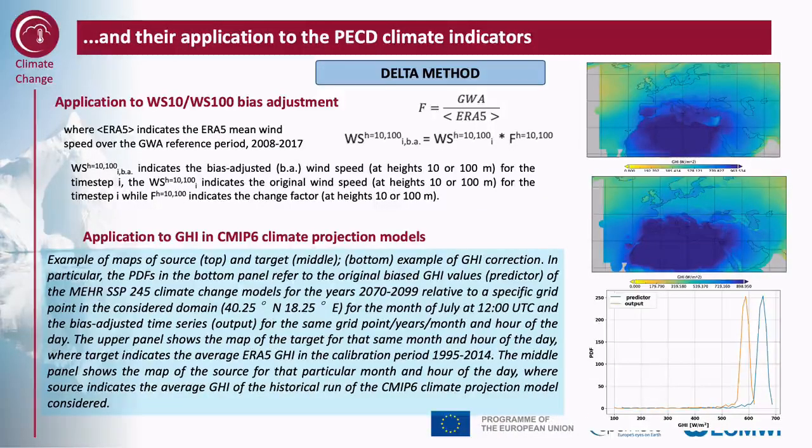Looking now in more detail to the application of the delta method in the adjustment of ERA5 wind speed at 10 and 100 meters, the first formula indicates how the delta factors have been computed by taking the ratio of the Global Wind Atlas and the ERA5 10-year average. Then, the wind speed at 10 and 100 meters at each time step have been corrected using the second equation.